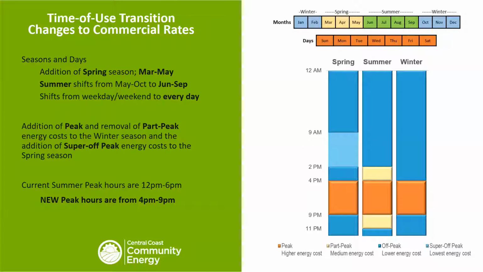We're adding the removal of a part peak around winter, and addition of the peak. So there are again some subtleties there, where the rates that 3C is going to offer are going to follow that. Probably the most simple thing is that the peak hours are now every day. They used to exclude holidays and weekends, and now they're going to be every day. So from an operations point of view, it's a little more simple to follow. Next slide, please.